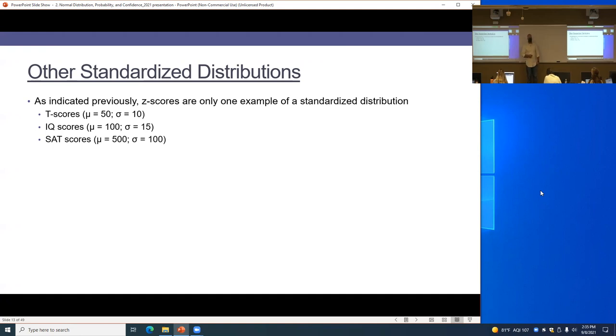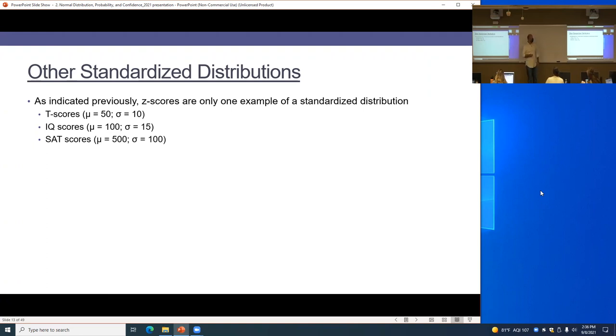Anybody use t-scores? Emily, where do we use t-scores? The assessment for children, the test distribution on quality. Okay, so a t-score, right? You can look at that t-score and understand something about where this child is scored relative to a normative sample of children, right?